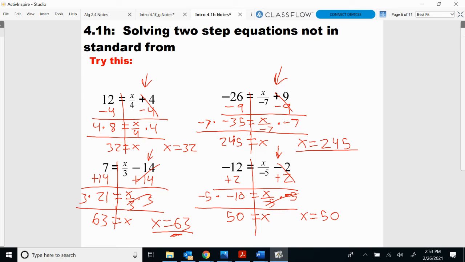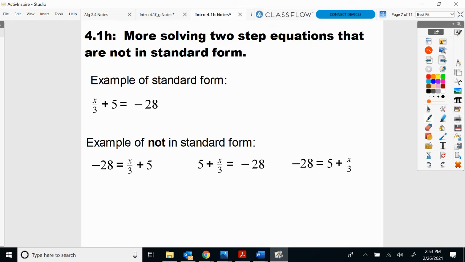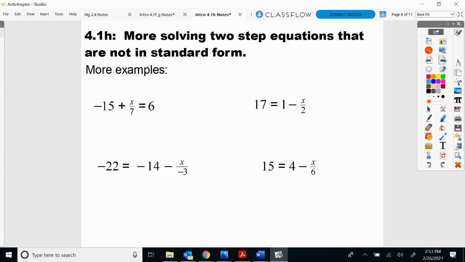Okay, so let's take a look at some other ones that would not be in standard form. We'll go through some more examples so that way you guys have it and you know what to do. So the next type we're looking at that are not in standard form, two other ways it could be is like this or like this. Okay, so there's a couple other options that would not be standard form. Okay, so let's work with those and see what we can do about solving them.